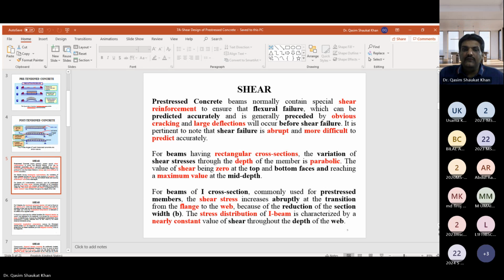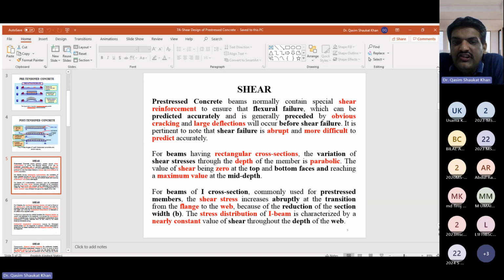So the focus is to ensure that our pre-stressed concrete beam is strong in shear and it fails in flexure and not in shear. Why? The reason is that shear failure is more abrupt, and abrupt means that it gives you lesser warning as compared to the flexure failure.